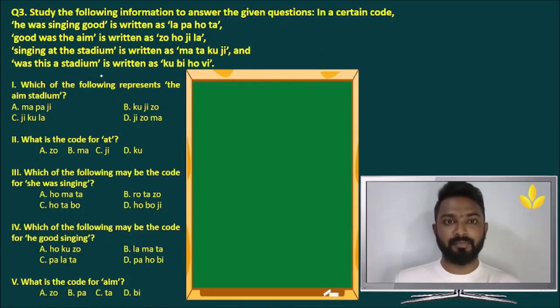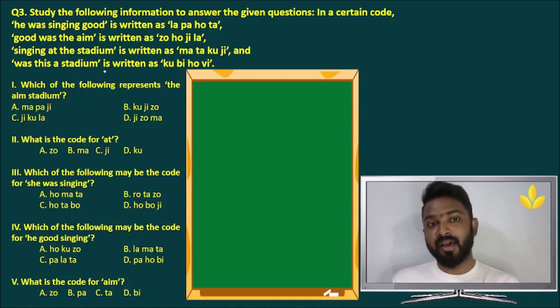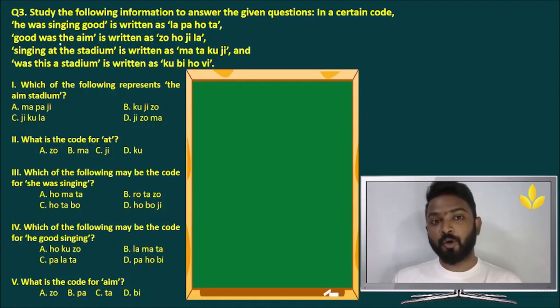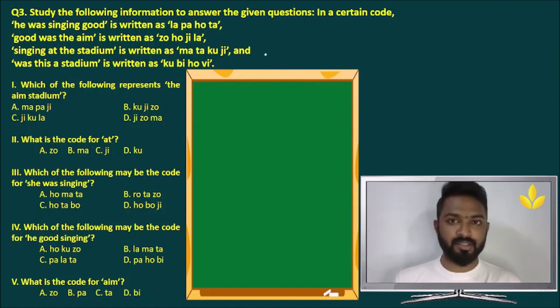Question number 3. Now this is like the heavier version of the previous two questions. Here we have 4 phrases and 4 sentences, 4 codes, and we have to get the code of every single word over here, and then accordingly we have to answer all these sub questions. So how to actually solve these questions? There is a system using which you can solve this question with the least amount of time possible.